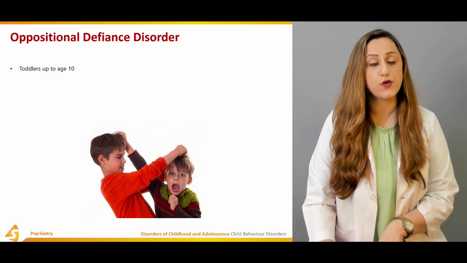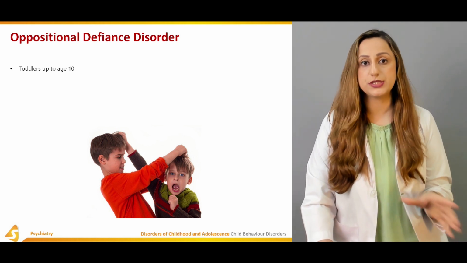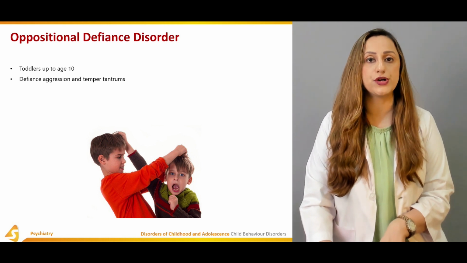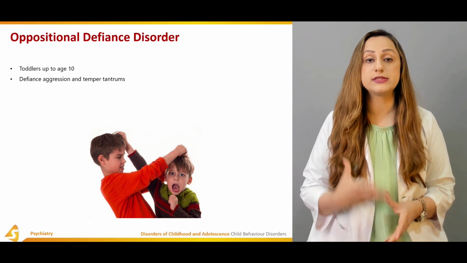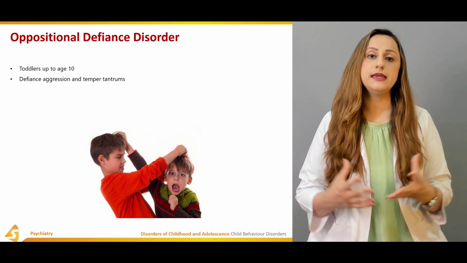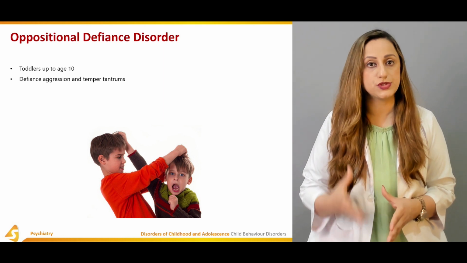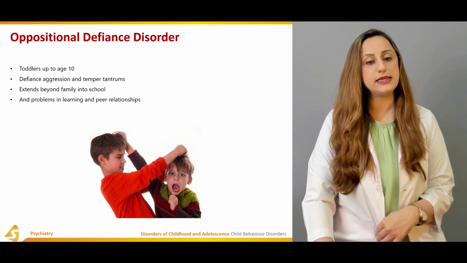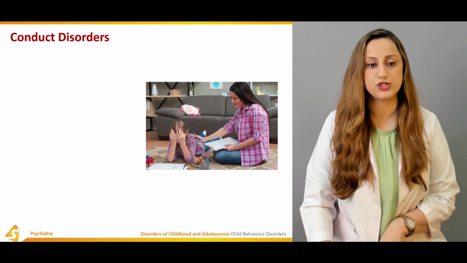Toddlers up to the age group of 10 are considered to be more prone to the development of this oppositional defiance disorder. It is an aggressive disorder, and usually the child has temper tantrums more often. The temper tantrums are not age-related, they are frequent, and the people surrounding these children are affected by their aggressive behavior. It extends beyond the family into the school, and problems in learning and peer relationships are also seen in such individuals.